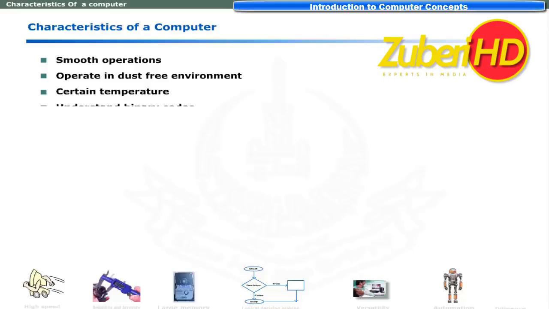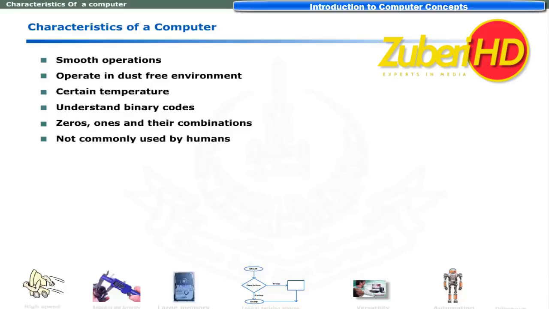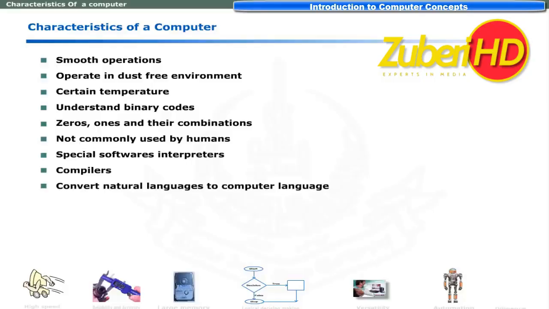Computers can only understand binary codes, that is zeros, ones, and their combinations. These codes are not commonly used by humans. Special software interpreters and compilers are used to convert natural languages to computer understandable codes. Despite these limitations, the popularity and applications of computers are considerably growing.